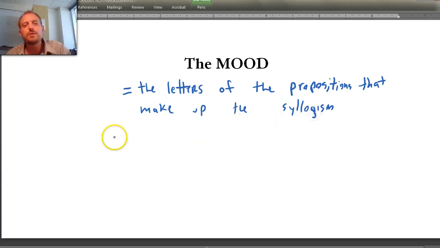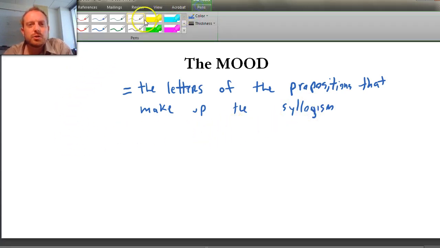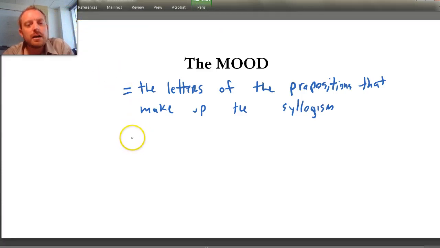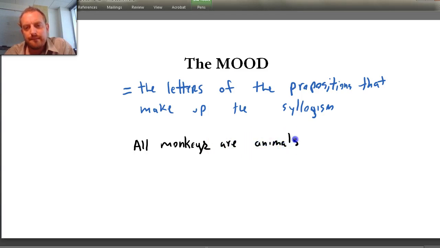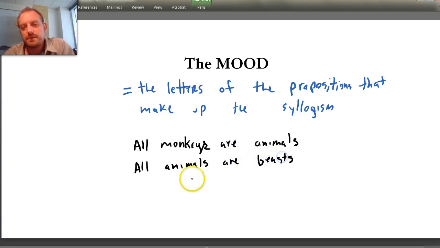Okay, so let me give you an example syllogism here, and we can talk about how to understand the mood. Let's say something like this. All monkeys are animals. All animals are beasts. Therefore, all monkeys are beasts, right?